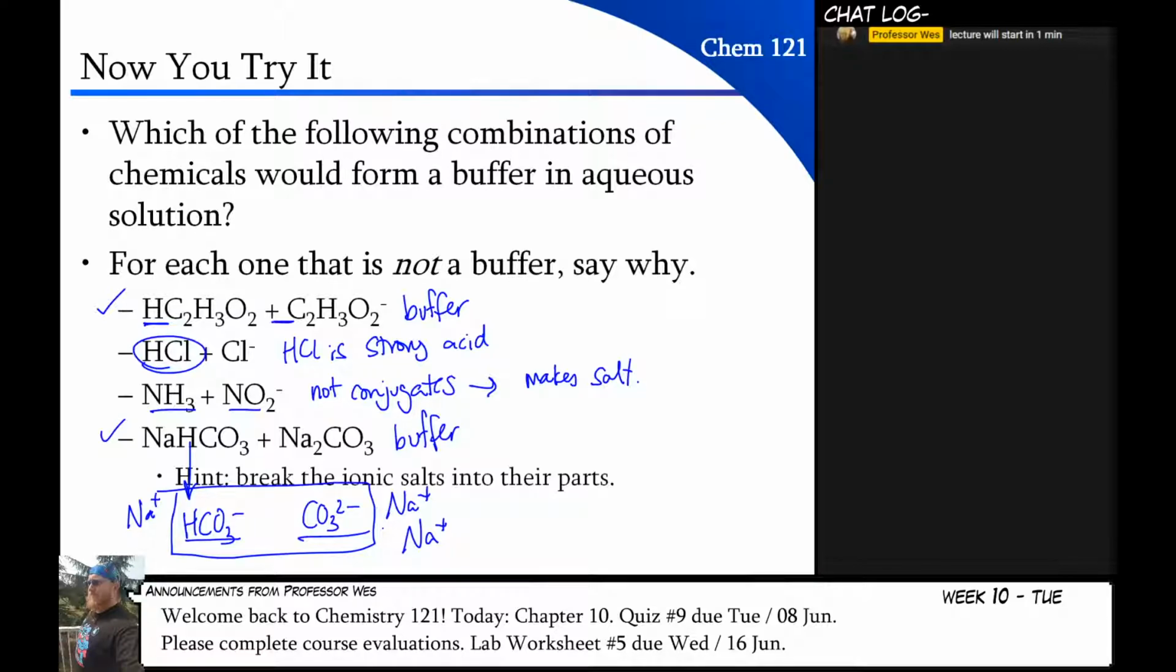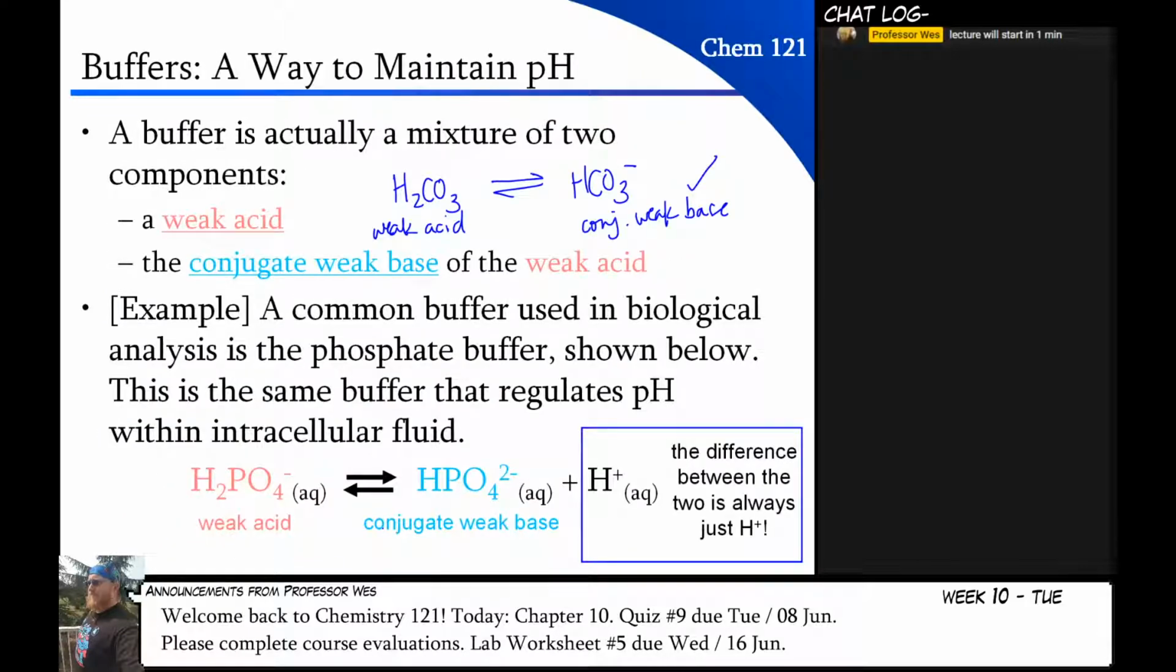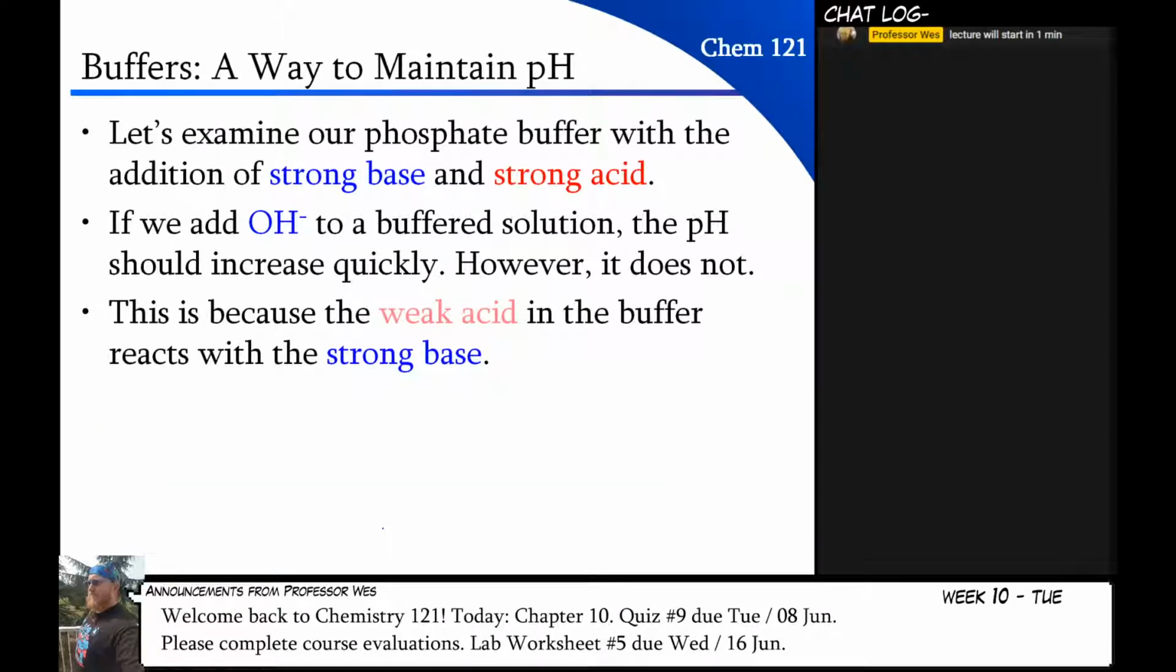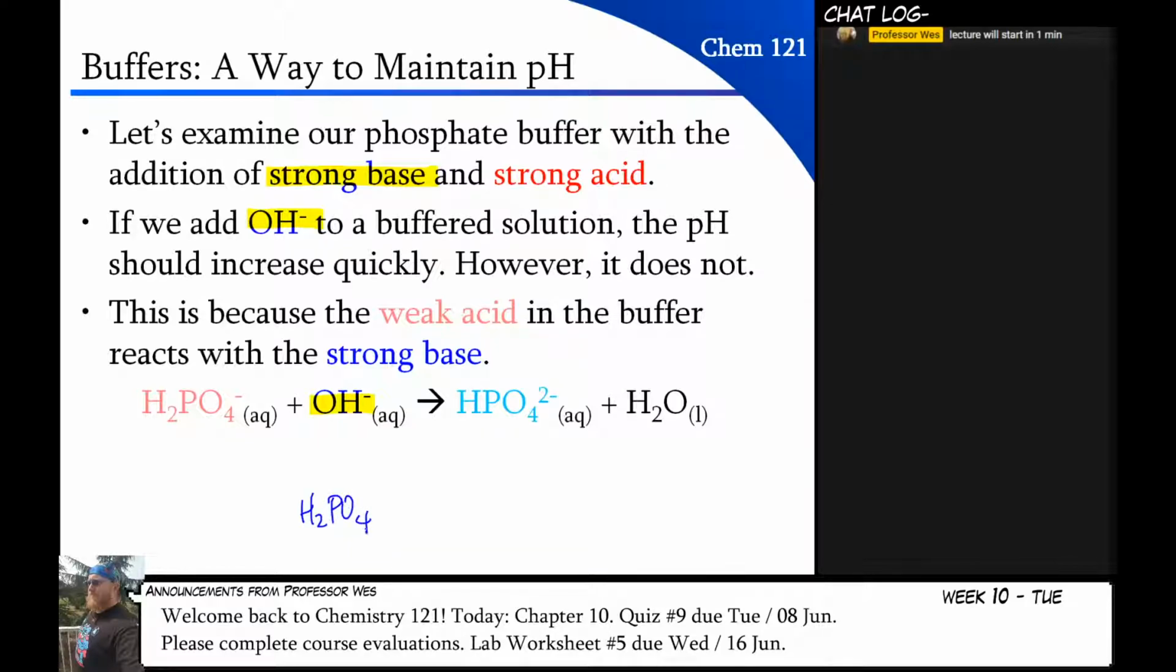All right, so now all we have to do is study how this works. And to do that, oops, I hit the wrong button. We're going to use our phosphate buffer here. And so what we're going to do is we're going to add strong base to it. So strong base is hydroxide. So here it is. Here is the status of our buffer. Our buffer is normally this.